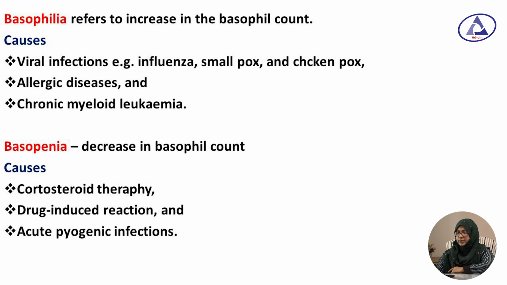Now what is basophilia or basopenia? Basophilia means an increase in the basophil count, and basopenia means a decrease in basophil count. When basophilia occurs, its causes are viral infections like influenza, smallpox, and chickenpox, allergic diseases, and chronic myeloid leukemia. Basopenia occurs in corticosteroid therapy, drug-induced reaction, and acute pyogenic infections.